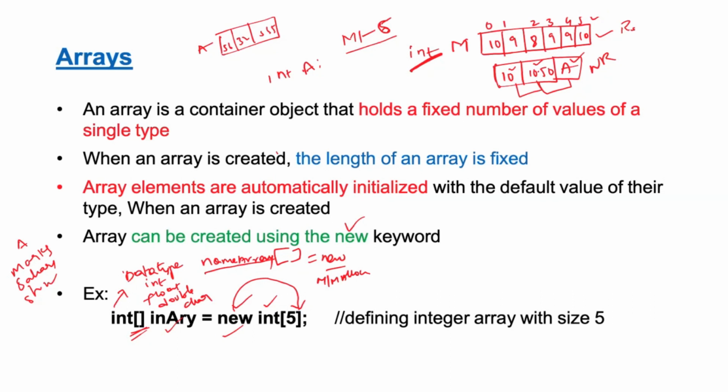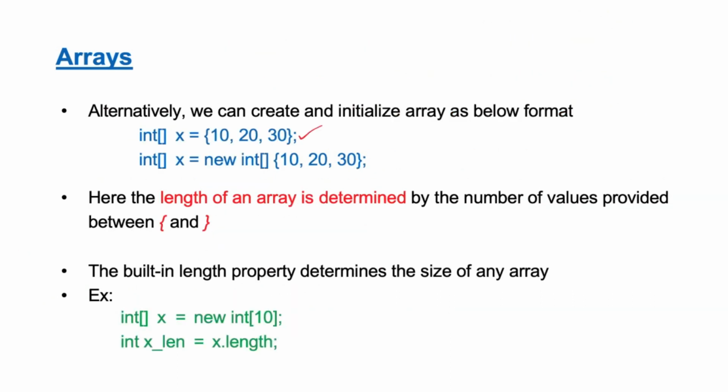Hope it is clear. But there is another way we can create the array. You can just write int x equal to 10, 20, 30. Then what happens? 3 elements will be created and given the name x. For example, the array will be created like this.